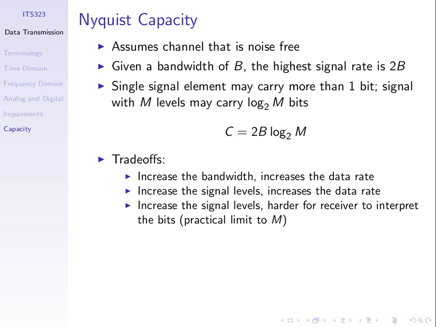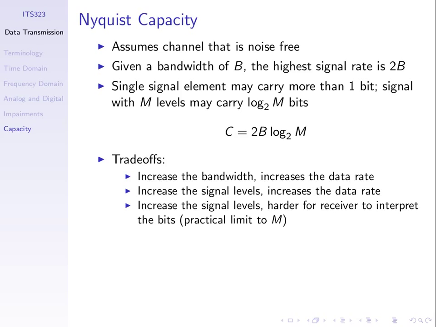Here it is. C equals 2B log base 2 of M. That's the equation. That's one to remember. C is the capacity. Or if that's confusing to you, think maximum data rate we can achieve. Data rate, measured in bits per second. B is the bandwidth of our link or channel. So how much bandwidth do we have available? M is the number of levels that we have in our transmitted signal.